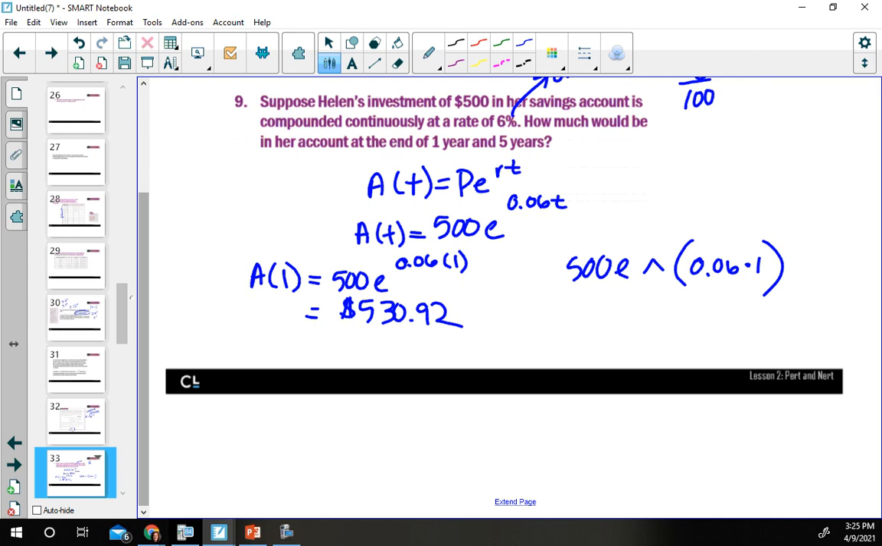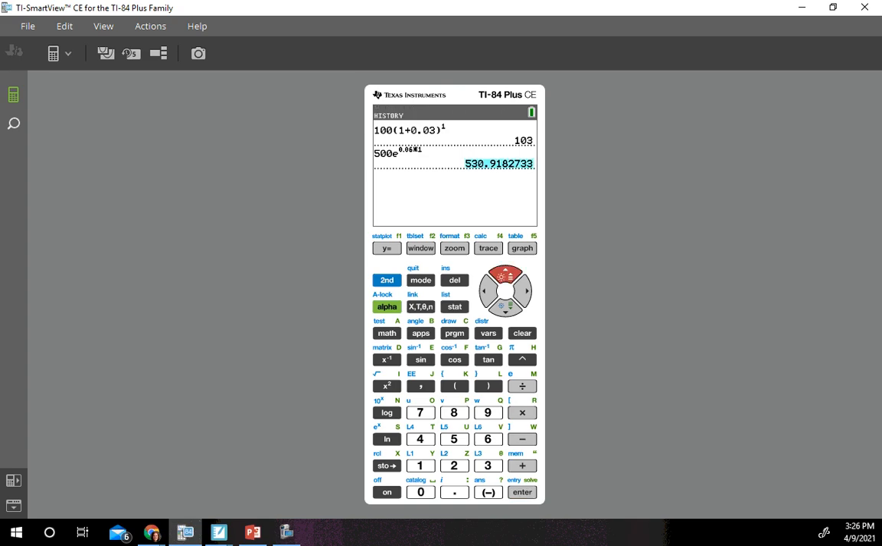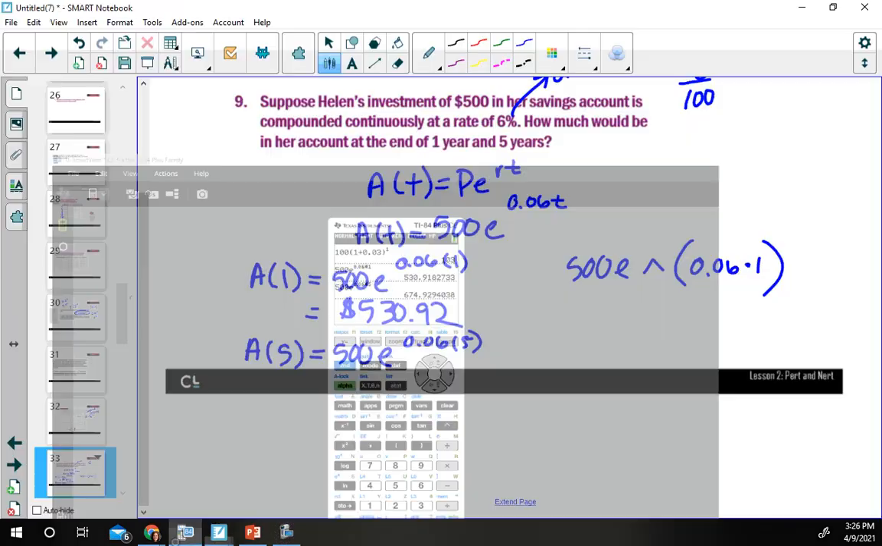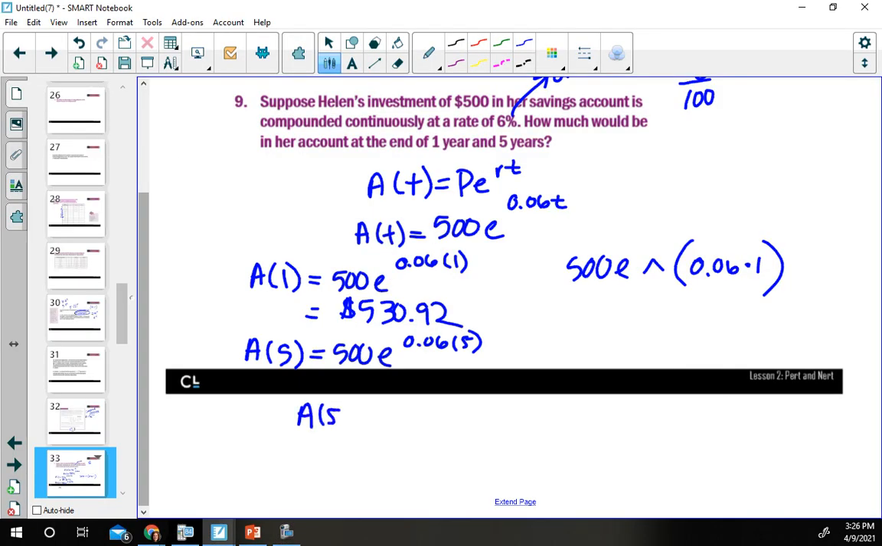Okay, we're going to do the same thing, but with year 5. So I'm going to cheat the system here. I'm going to go up and steal that. And then I'm going to put my 5 in there. $674.93. So after year 5, I have $674.93.